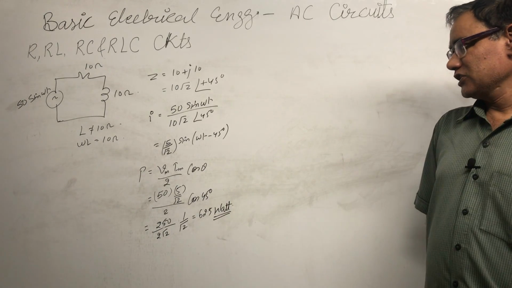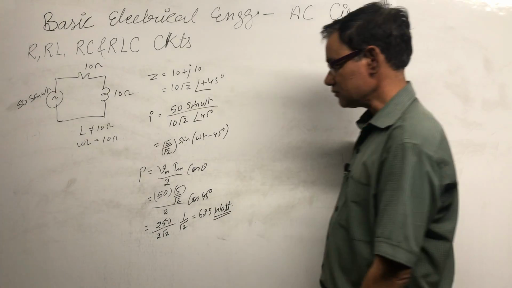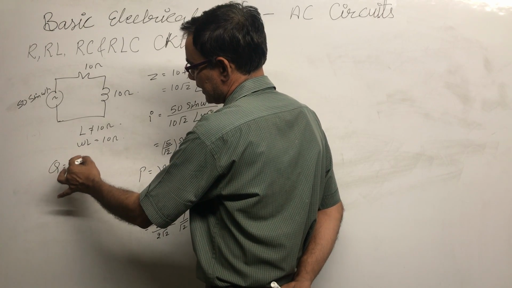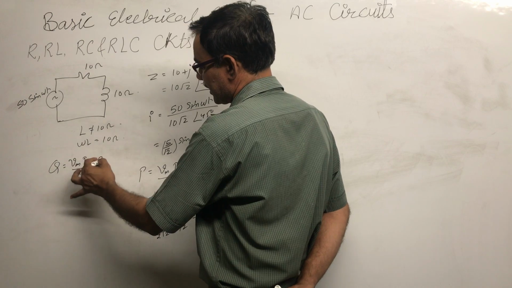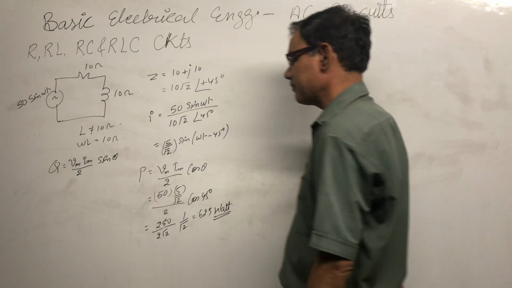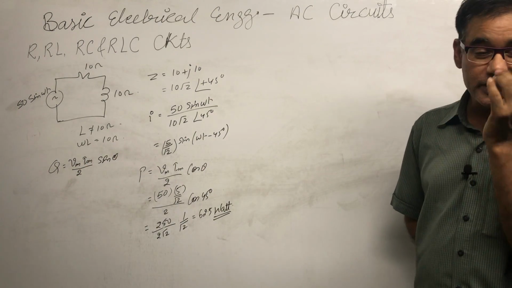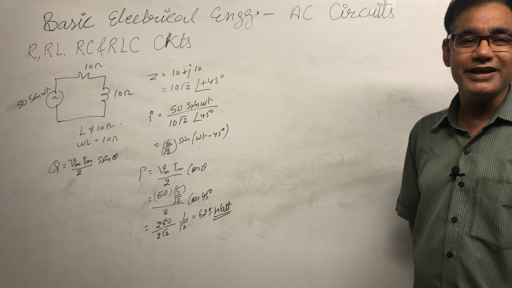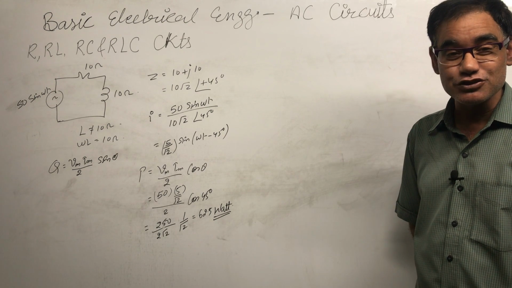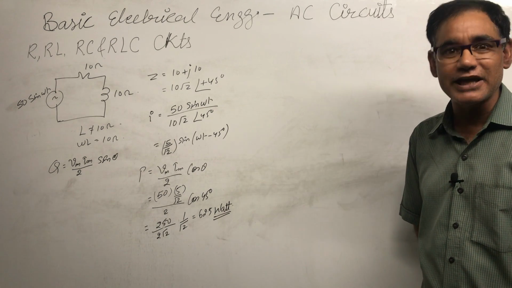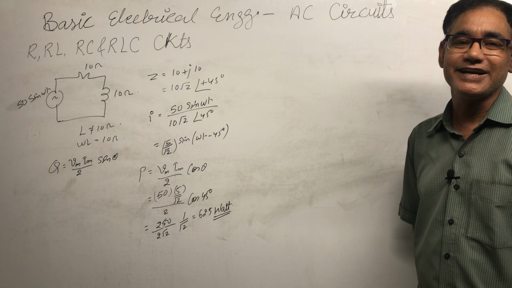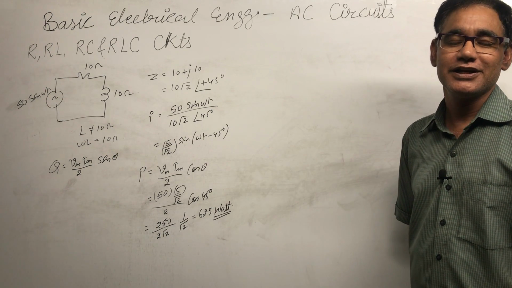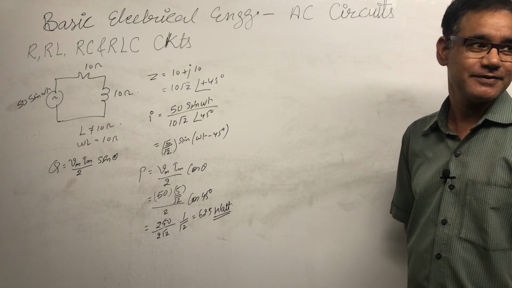What is the reactive power in this circuit? You know the reactive power Q is Vm Im by 2 sine of theta. As you know, the real power is VI cos theta and the reactive power is VI sin theta, where V and I are RMS values. Otherwise, Vm Im by 2 cos theta is the real power, and the reactive power is Vm Im by 2 sin theta.